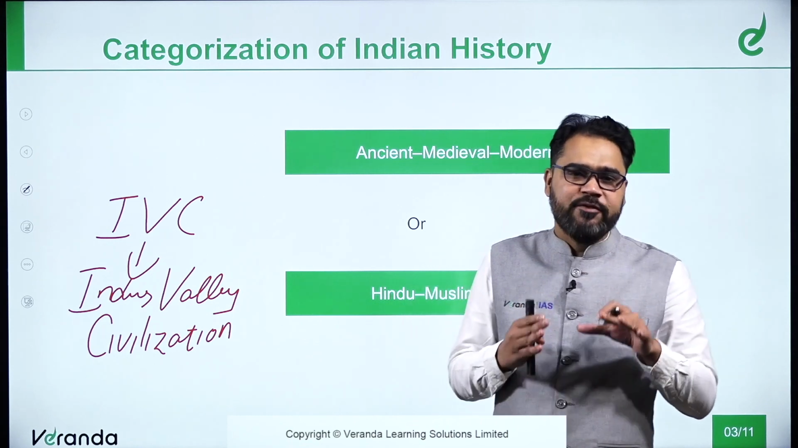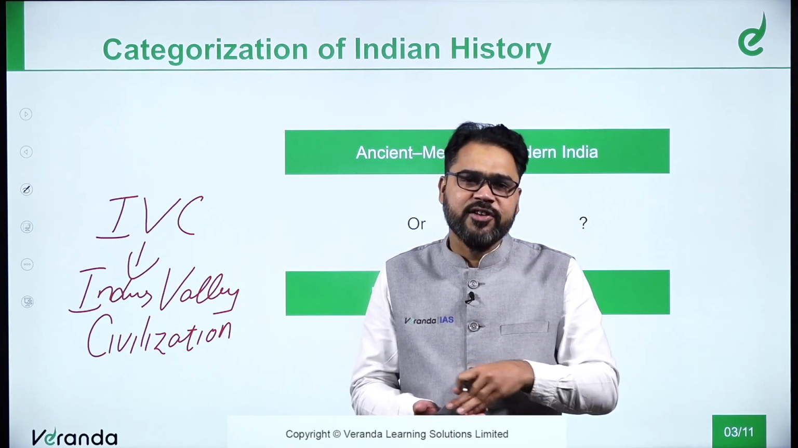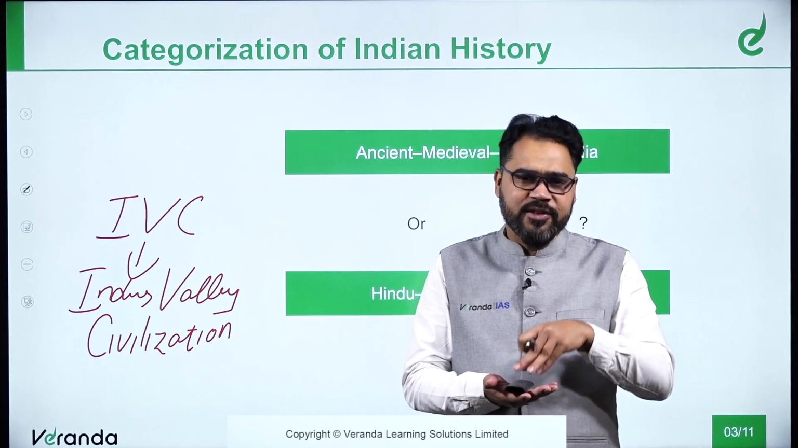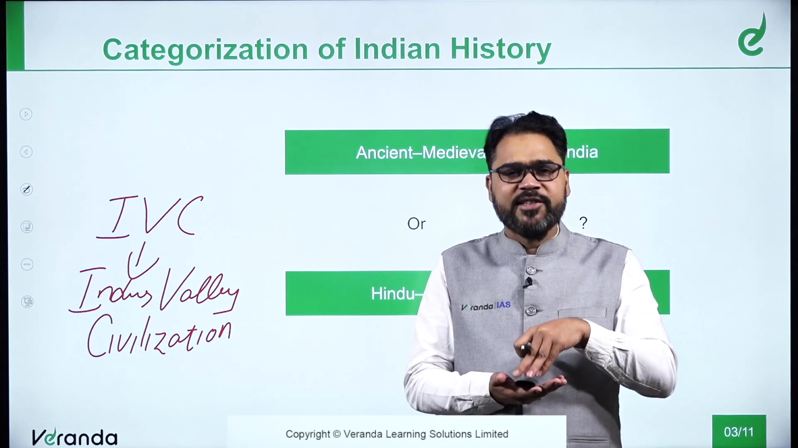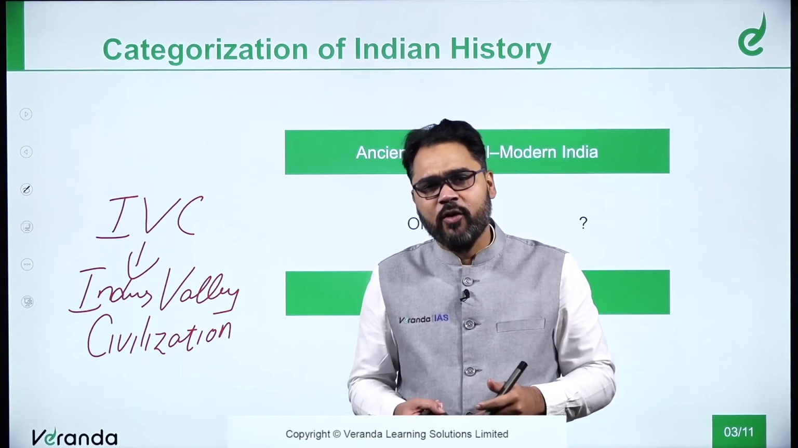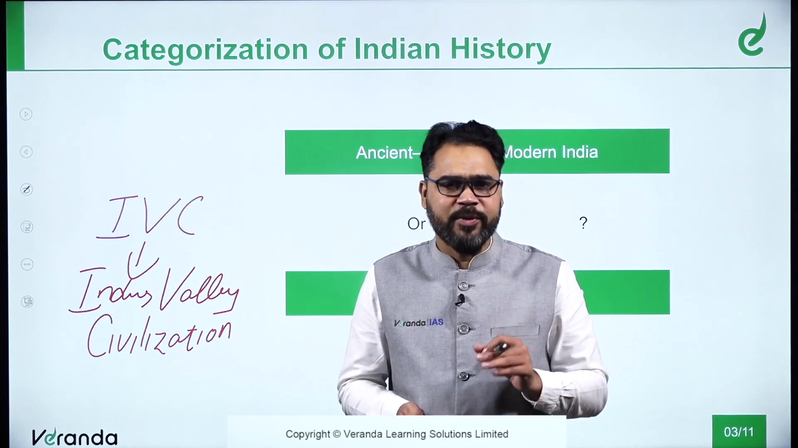So according to me, if you take my suggestion, what I generally do is start with the Indus Valley Civilization, then come on to the idea of various Mahajanapadas, Buddhism, Jainism, Mauryas, etc. The sequence would go like that. So classification on the basis of ancient, medieval and modern would be absolutely appropriate.